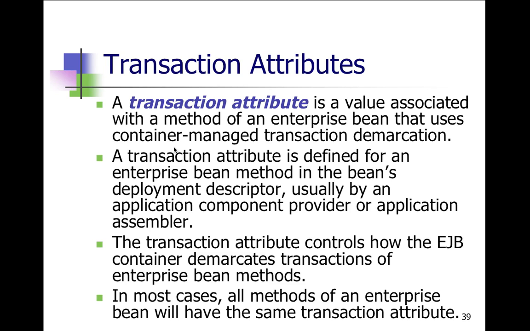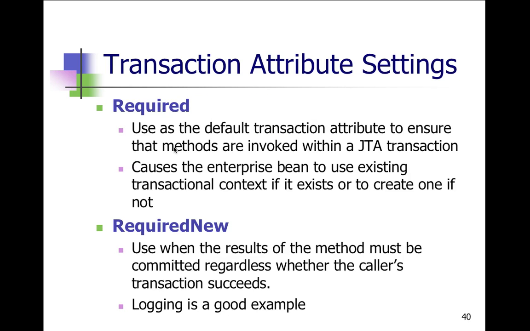In most cases, all methods of an enterprise bean will have the same transaction attributes, which definitely would make things a little bit simpler. Otherwise, you can have millions and millions of attributes associated with all of the different methods of all the different beans inside of a container, which can be a little bit overwhelming.